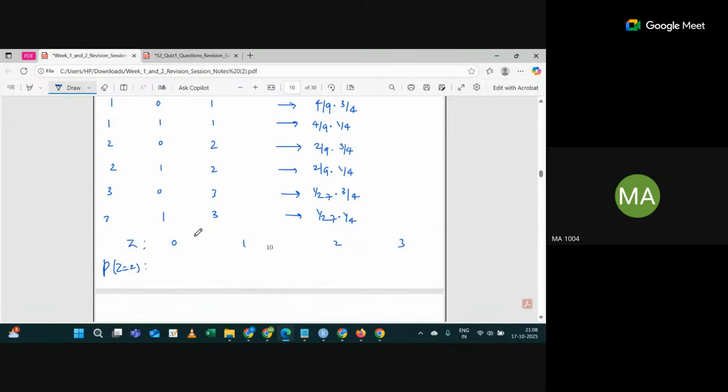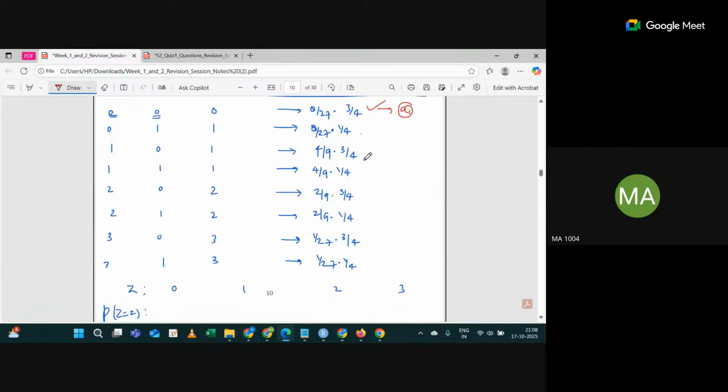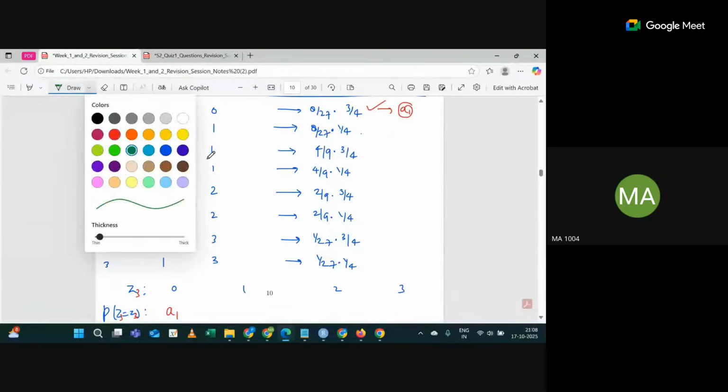What is the probability Z equal to 0? There is only one case. Let's say this is A1. Just assume, I'm not going to calculate the final value. So this will be A1. So by Z you mean Z3, right? Yeah, sorry, Z3 actually. Okay, A1. Now what is the probability that Z takes value 1?